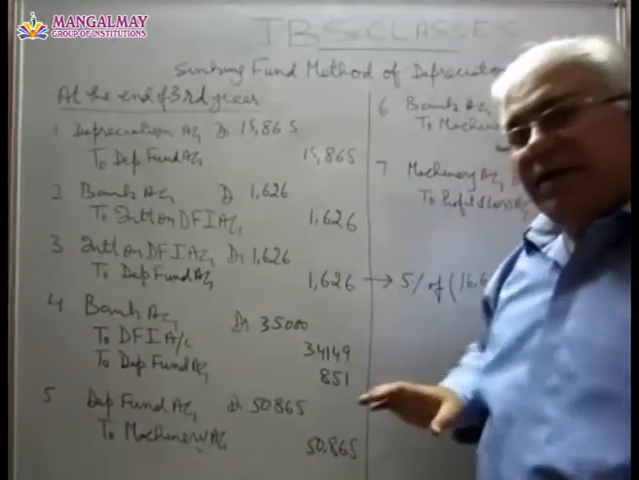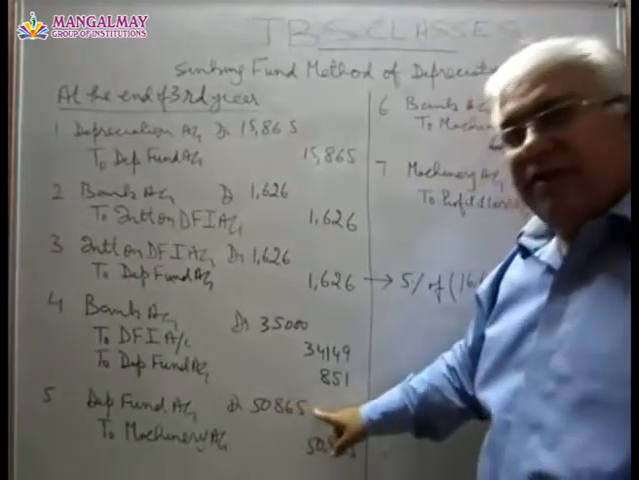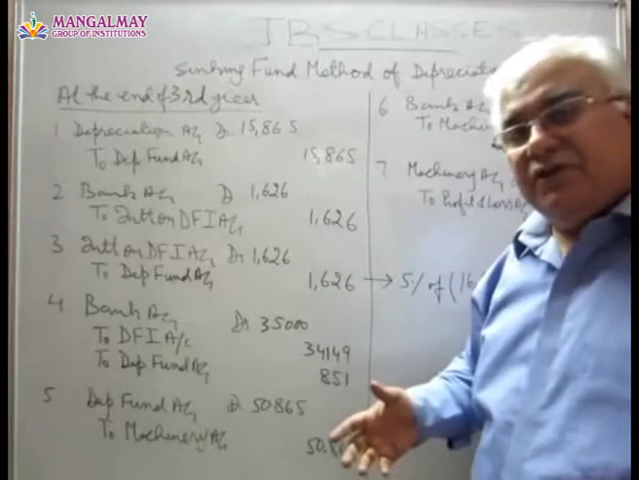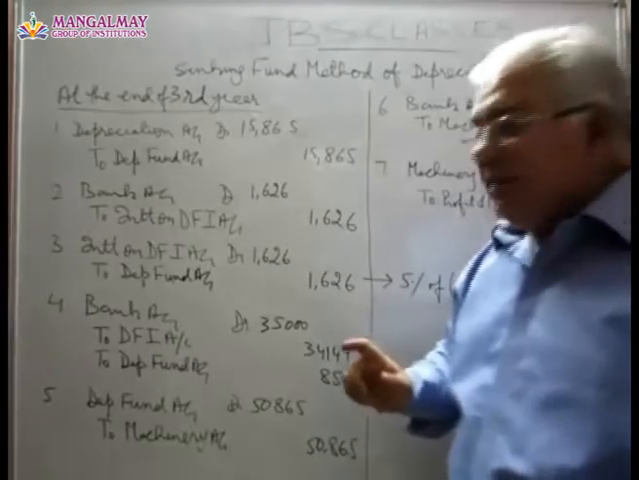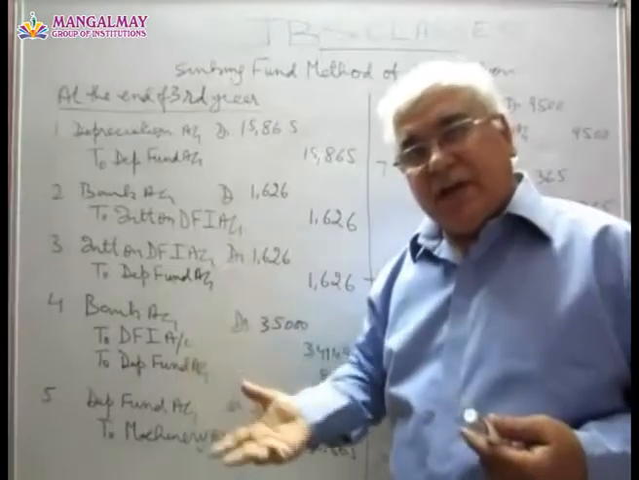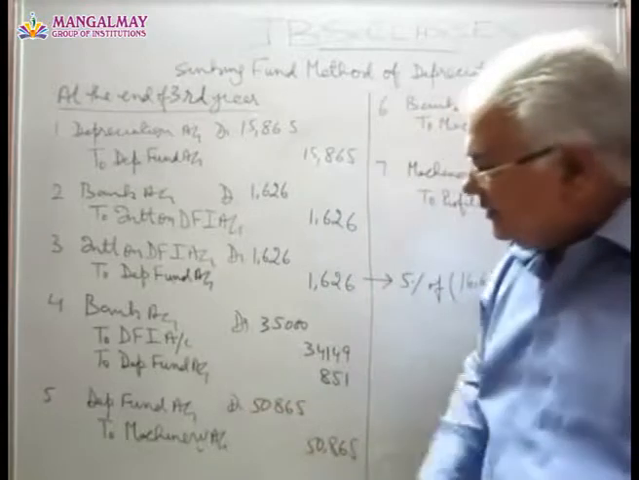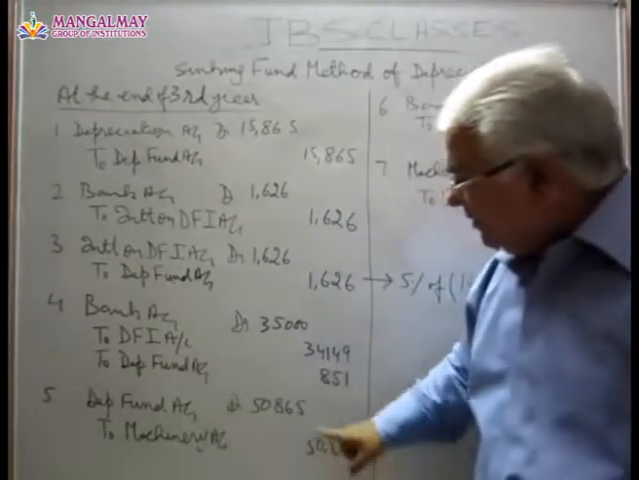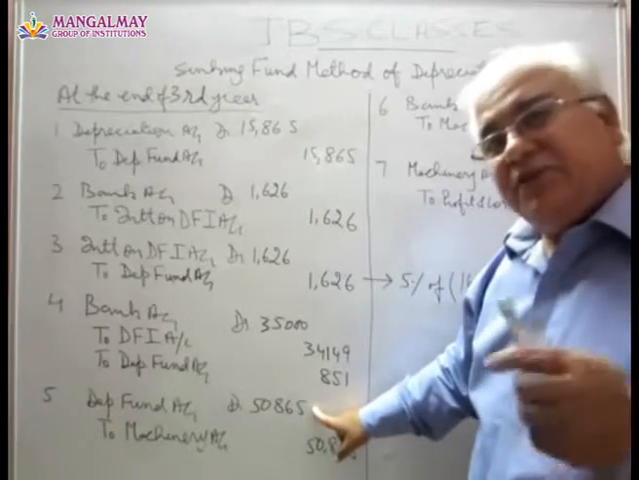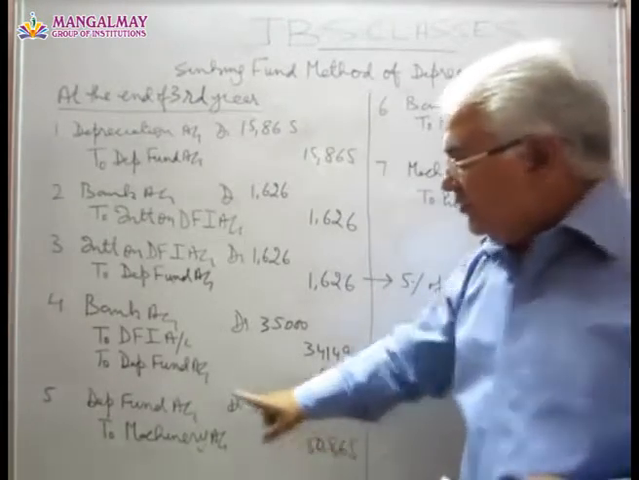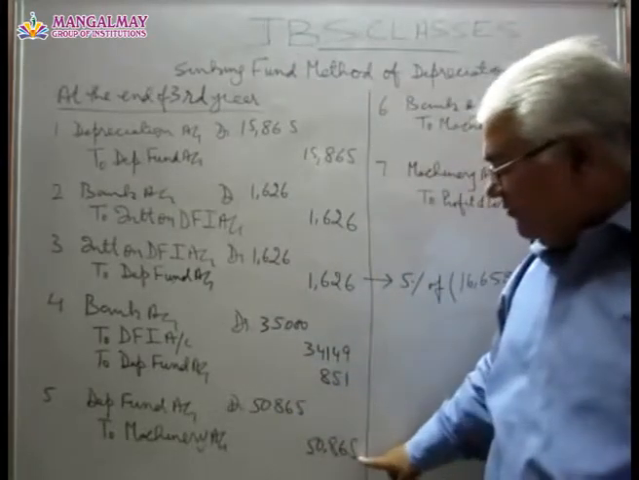Now we have already collected 50,865 in our depreciation fund. Our intention was to collect 50,000, so our purpose has been achieved. Now this depreciation fund will be shifted to the credit of machinery account, and for that the entry is depreciation fund account debit with the amount which is standing at the credit of depreciation fund account.